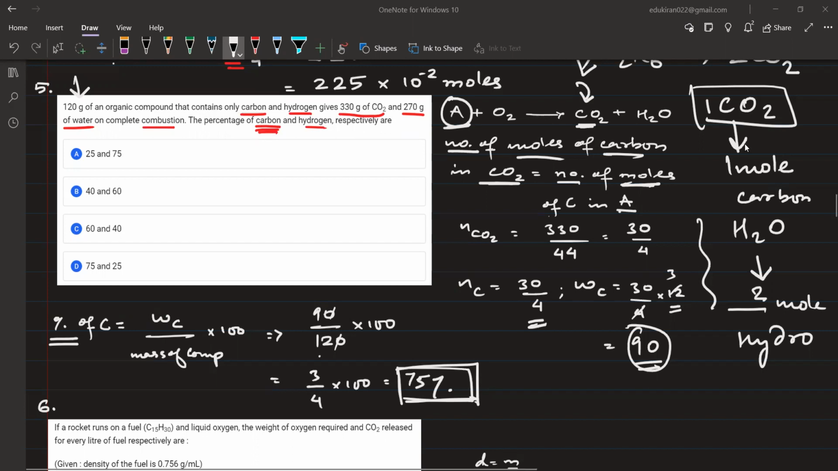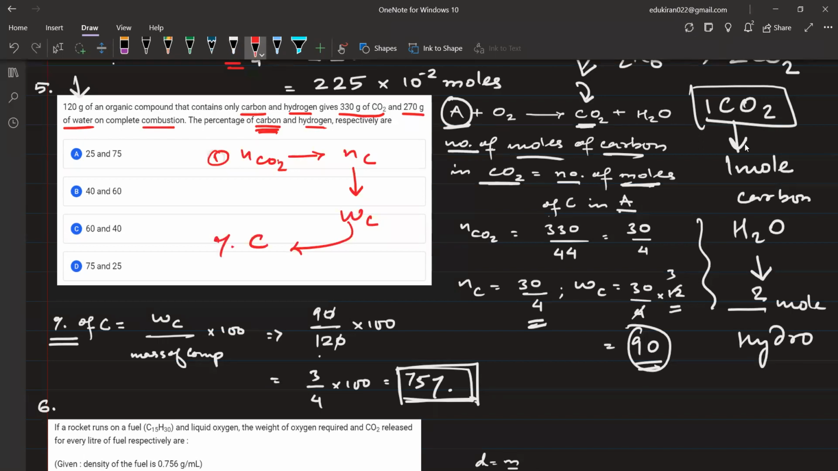स्टेप्स क्या है उसमें? हम स्टेप्स बताते हैं जो आपको आंसर लिखने में आसानी होगी. पहला है नंबर ऑफ मोल्स ऑफ CO2. ये आपको क्या देगा? नंबर ऑफ मोल्स ऑफ कार्बन. यहां से नंबर ऑफ मोल्स ऑफ कार्बन से आपको कहां जाना है? द मास ऑफ कार्बन, और मास ऑफ कार्बन से आपको जाना है परसेंटेज ऑफ कार्बन. दिस इज द चेन 1, 2, 3 and 4.